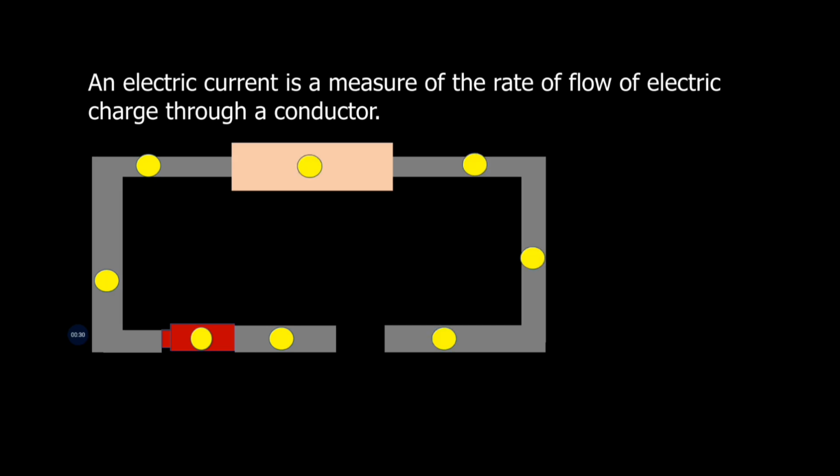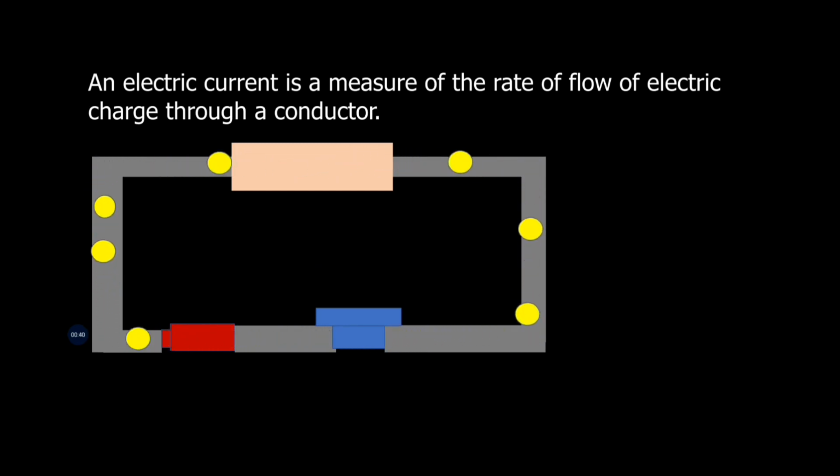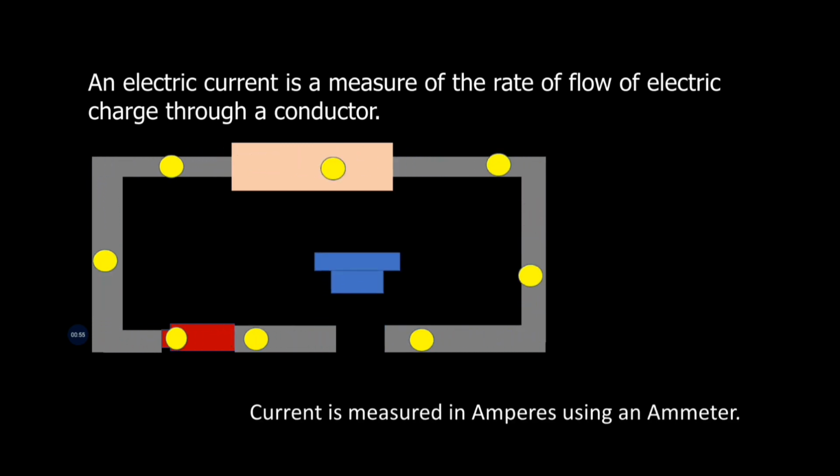Once we close the loop and connect to the power source, those charges are going to be pushed around the entire closed loop like that. That is what we call an electric current, as charge flows through the entire conductor. Current is measured in amperes using a device called an ammeter.